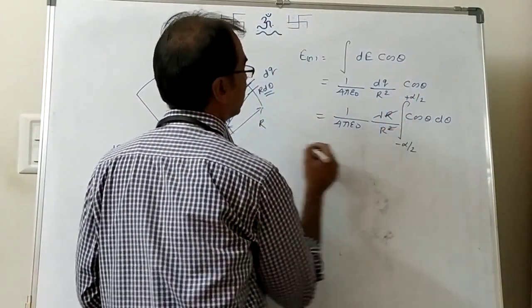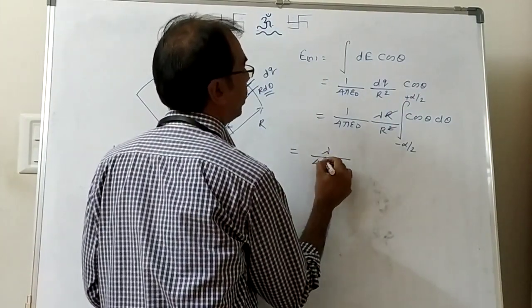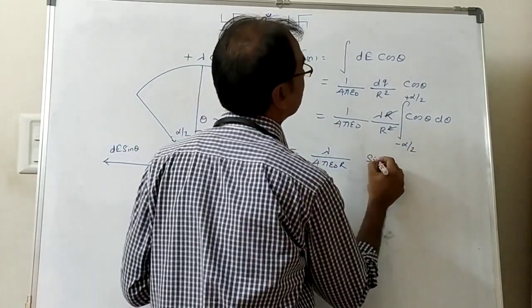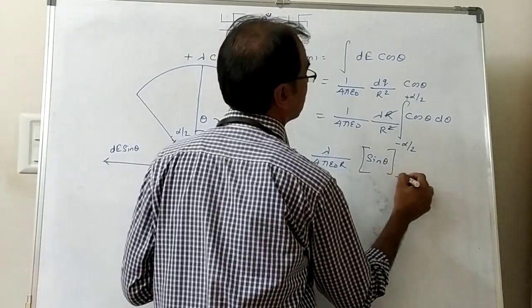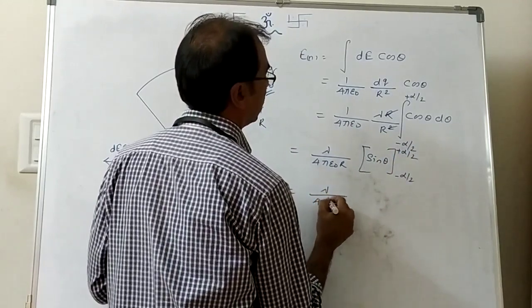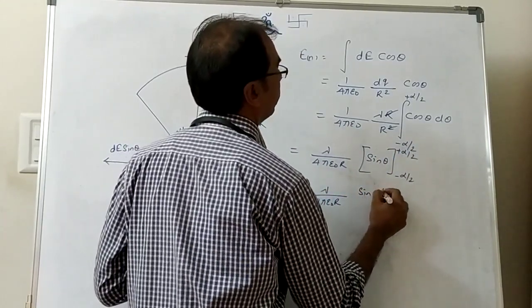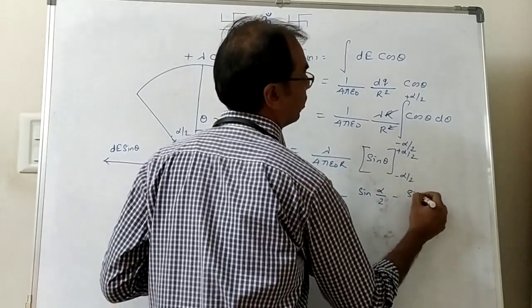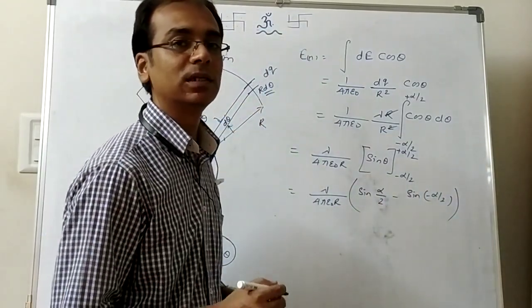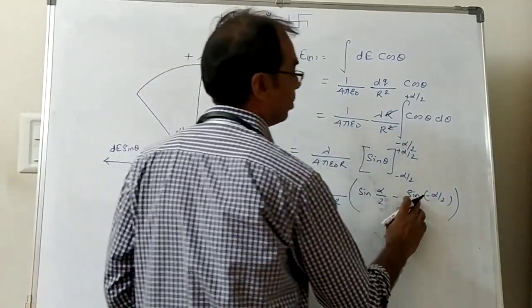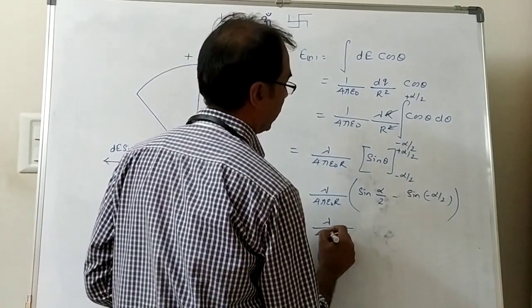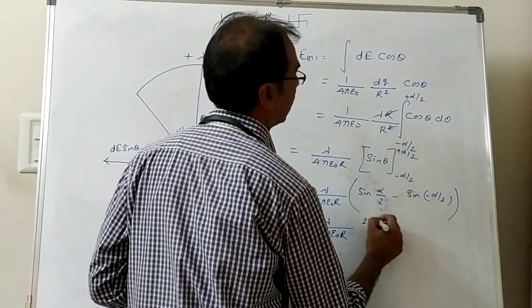Okay, here this r gets cancelled. So what are we getting? Lambda by 4 pi epsilon naught r, cos theta's integration is sin theta. So sin theta here at minus alpha by 2, and here at plus alpha by 2. What is going to come? Lambda by 4 pi epsilon naught r times sin alpha by 2 minus sin of minus alpha by 2. Right? So sin of minus theta is what? Sin of minus theta is minus sin theta. So this will come minus sin alpha by 2. So minus and minus here will become plus. So lambda by 4 pi epsilon naught r times 2 sin alpha by 2.